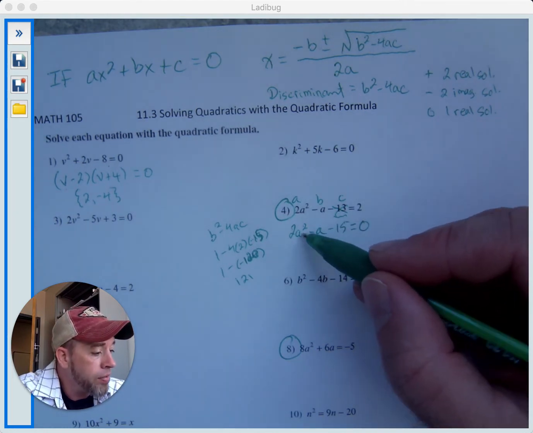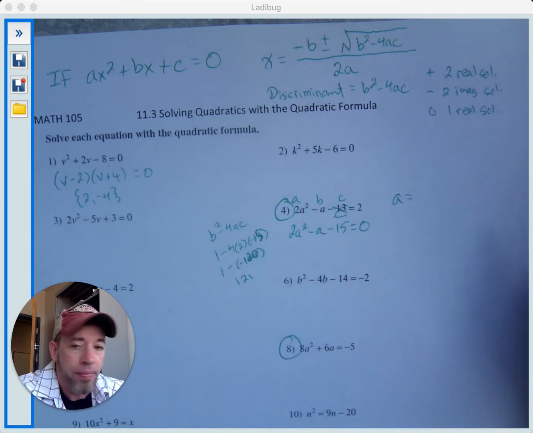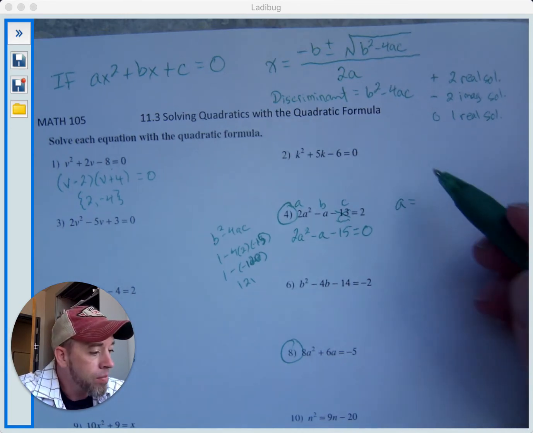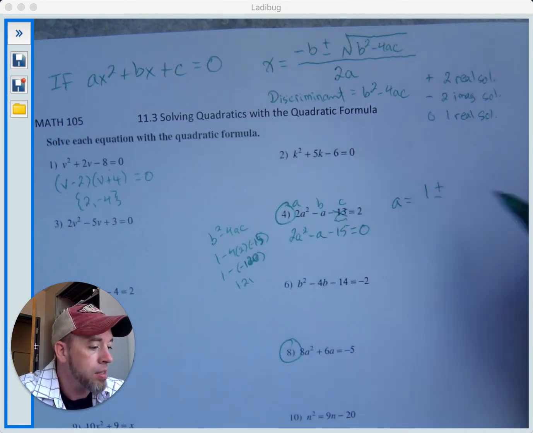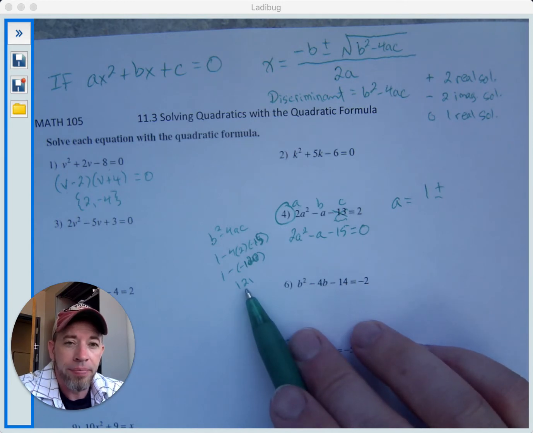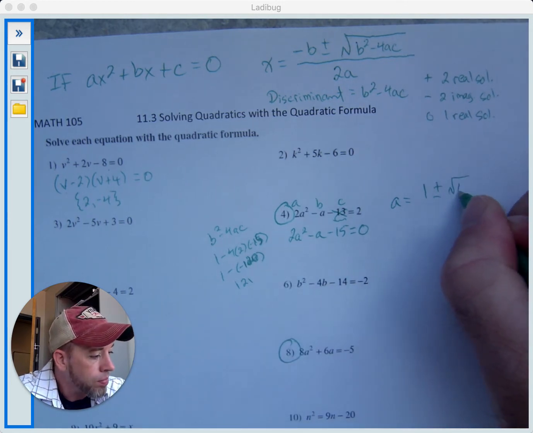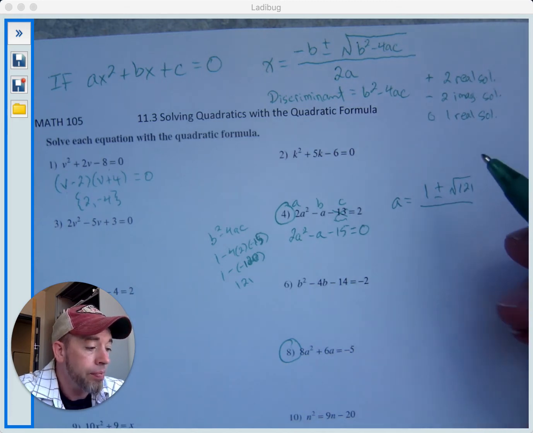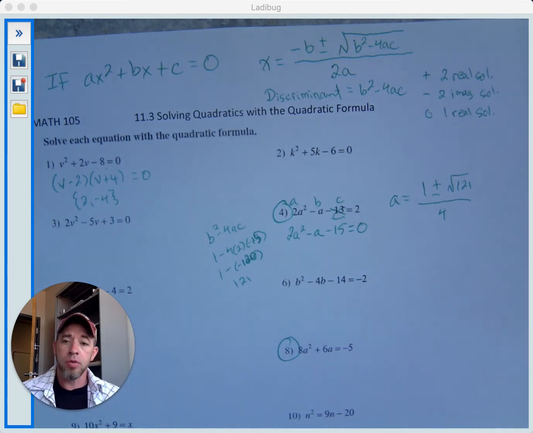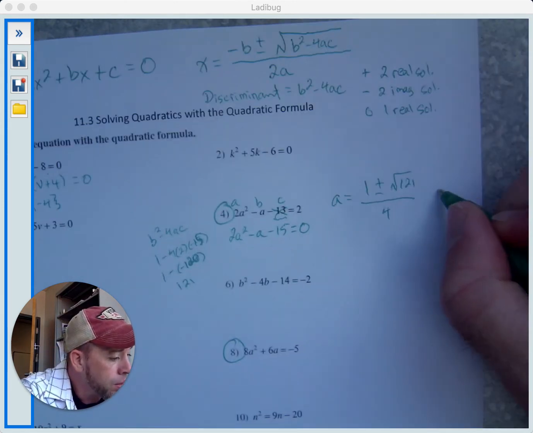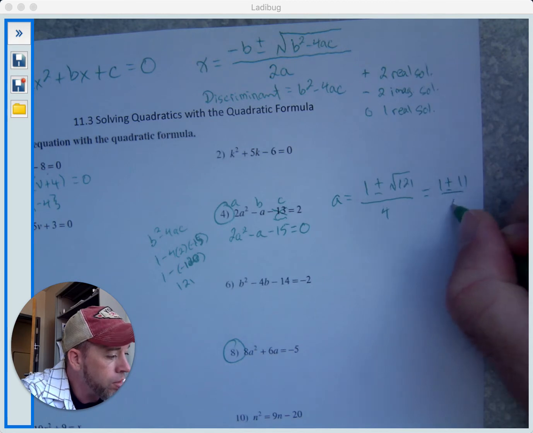So we have an a instead of an x, so I would say a is equal to, look at my formula, negative b, so negative negative 1 is positive 1, plus or minus the square root of 121, right? Square root of 121, over 2a, a is 2, so 2 times 2 is 4. Alright, so if you said, well, let's just leave our answer like this, you would be short a little bit of where you need to be. Because square root of 121 we can find is 11, right? So this becomes 1 plus or minus 11 over 4.